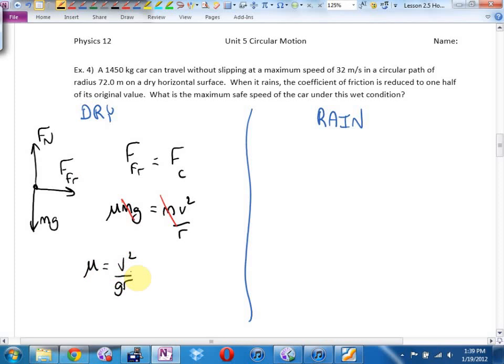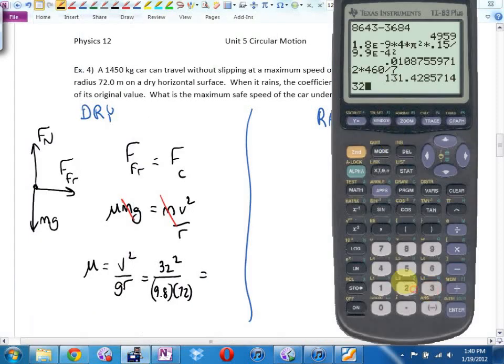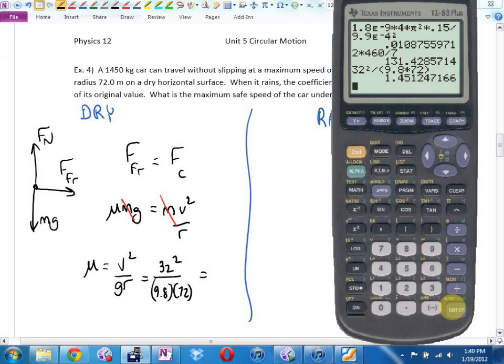32 squared divided by 9.8 times 72. Hopefully this is a reasonable number. This is what happens when I make numbers up, because we're getting an answer bigger than 1. Well, let's go with it for now. We're getting 1.45. Okay. You need dragster tires or spikes or studs or chains or something, apparently.